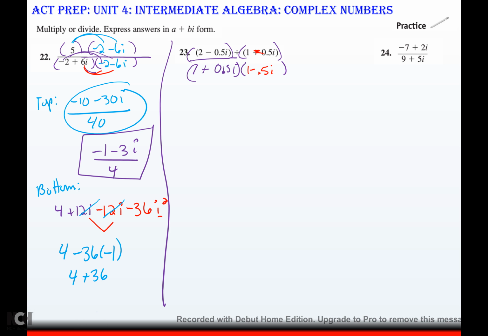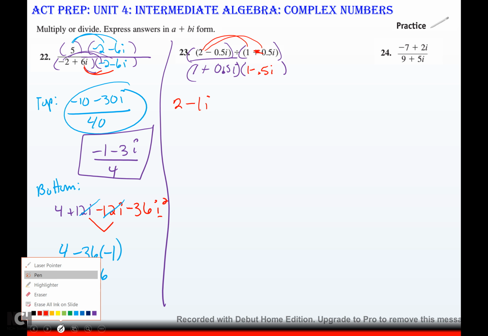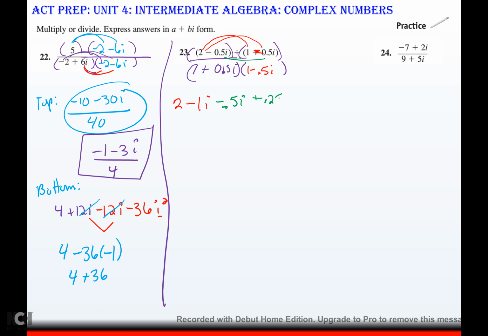Alright, so on top, I'm going to distribute. I get 2 times 1 is 2. Half of 2 times i would be negative 1i. And then negative 0.5i times 1 would be negative 0.5i. And negative 0.5i times negative 0.5i would be positive 0.25i squared. Combine i's and clean up i squared.